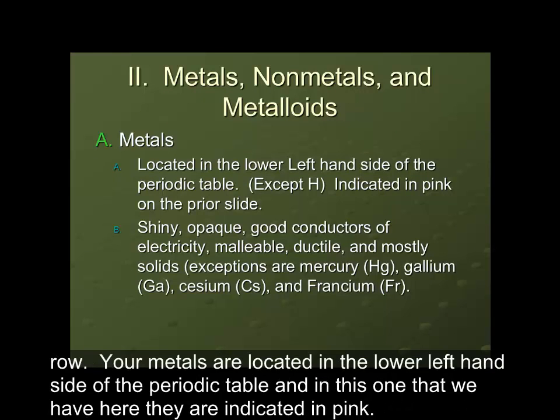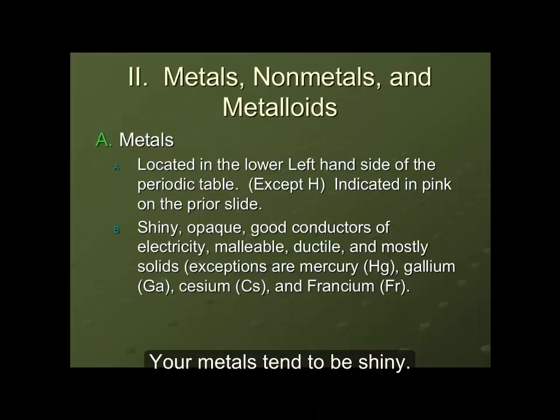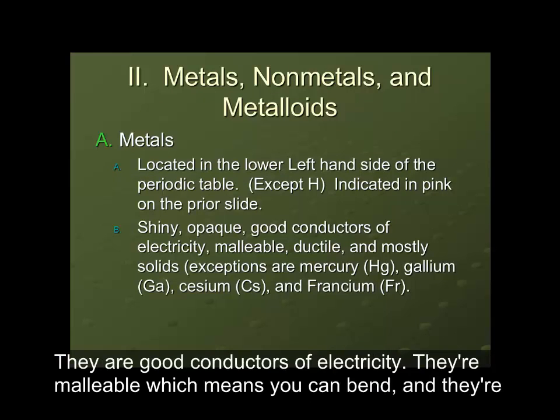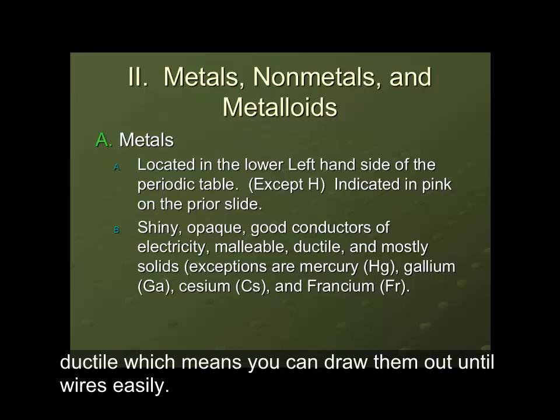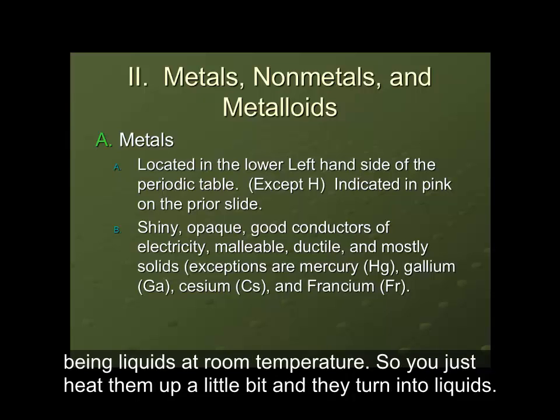Your metals are located in the lower left-hand side of the periodic table, and in this one that we have here, they're indicated in pink. Your metals tend to be shiny. They are good conductors of electricity. They're malleable, which means you can bend them. They're ductile, which means you can draw them out into wires easily. Most of them are solids. Mercury is the exception that most people know, but gallium and cesium and francium are also really close to being liquids at room temperature. So you just heat them up a little bit and they turn into liquids.